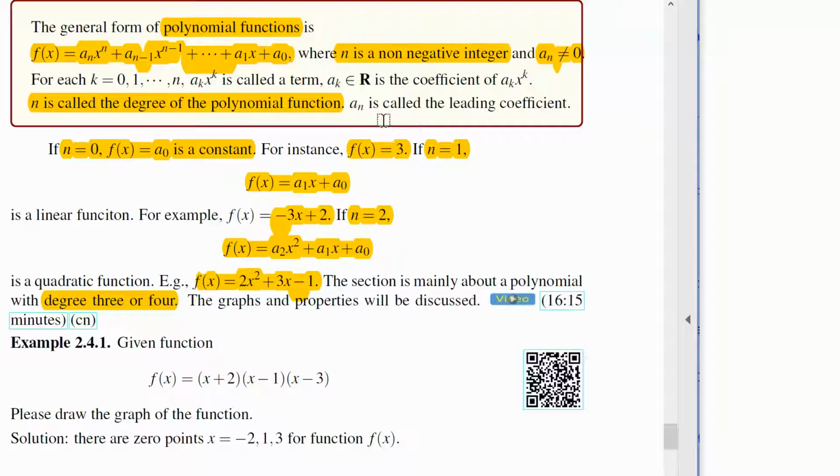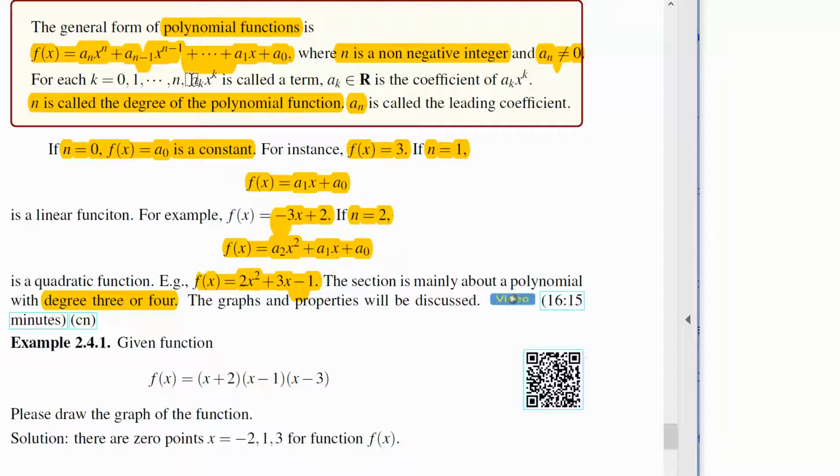And then a sub n is called the leading coefficient. In this case, when n is 1, the leading coefficient is a1. In the special case here, negative 3 is the leading coefficient. For n equals 2, the leading coefficient is a2. In our example here, the leading coefficient is 2.